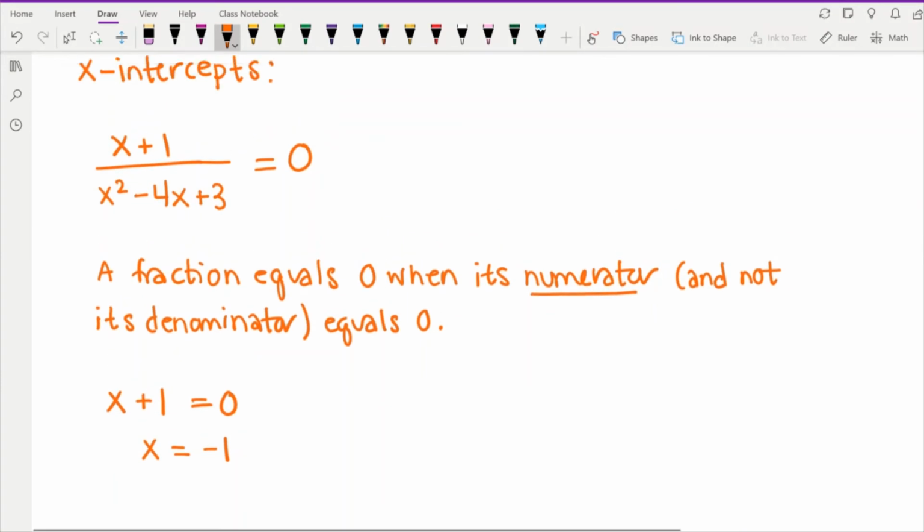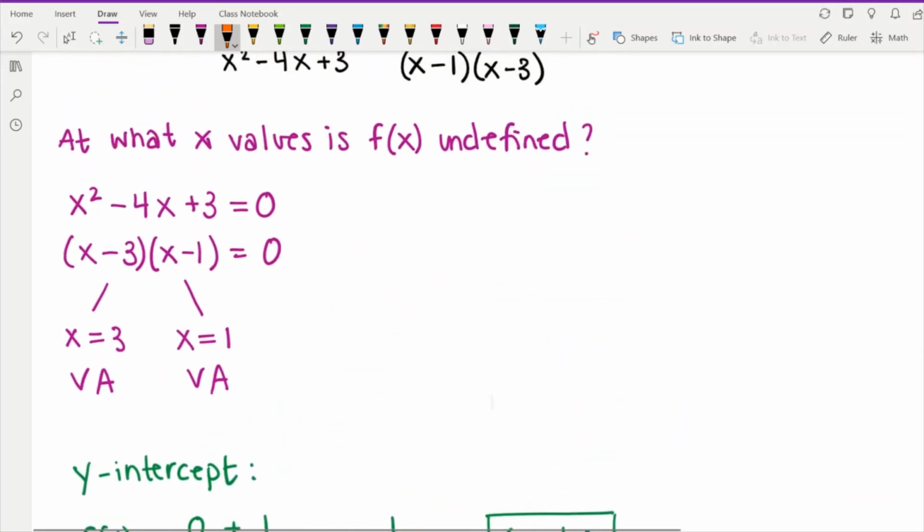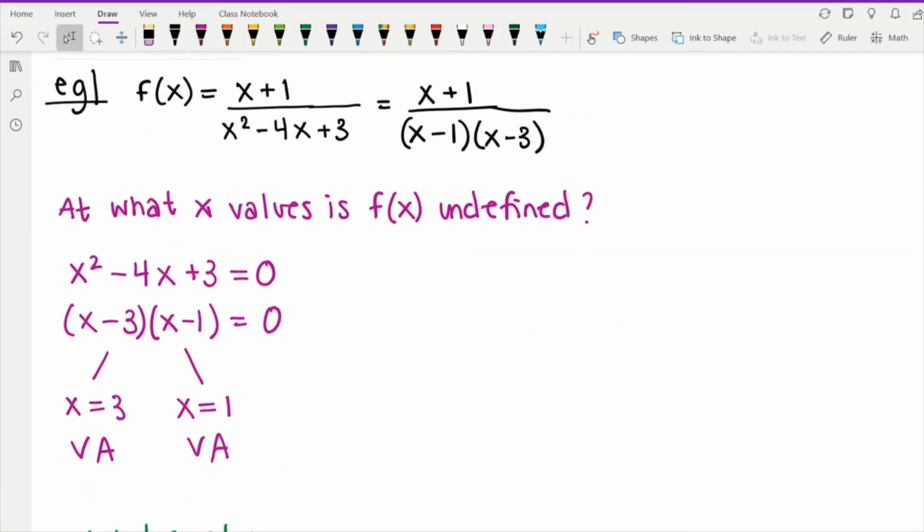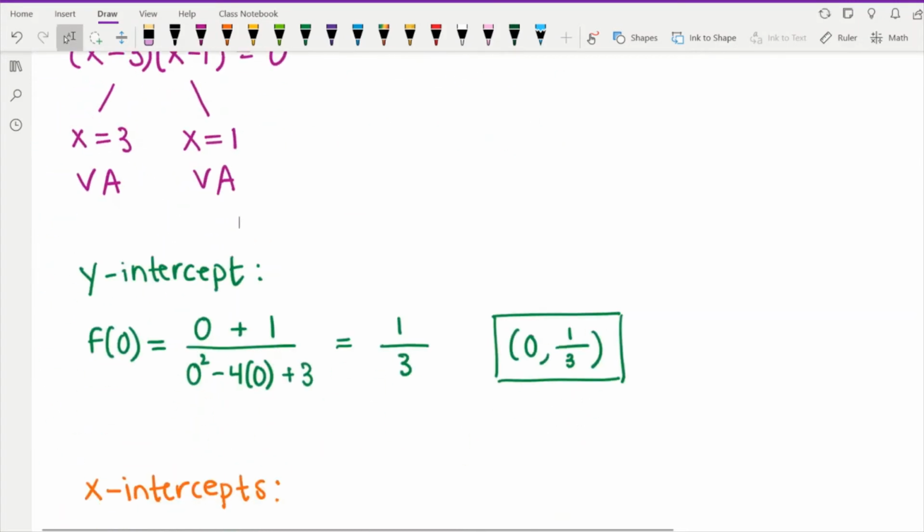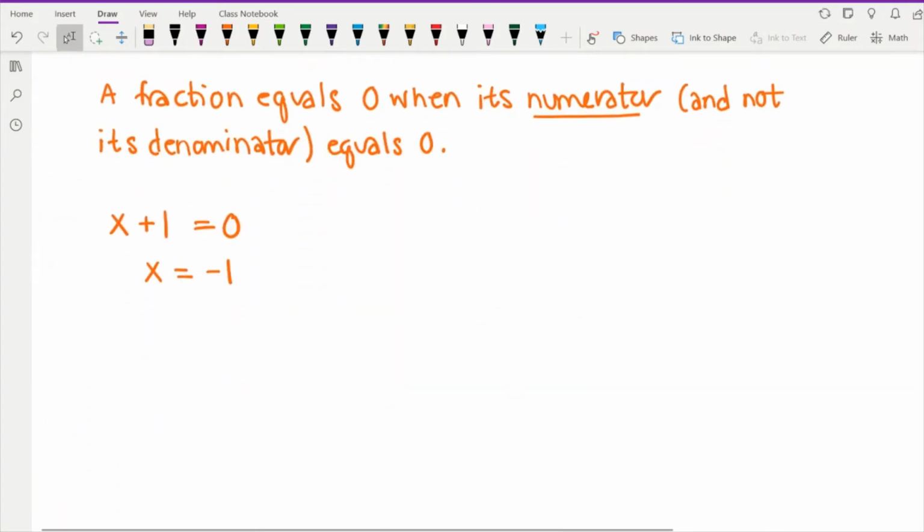But we already know what makes the denominator 0. We already know that the two values that make the denominator 0 are these, and neither of those is -1. So we're good. We just want to make sure, and we'll see this come up in another example, that there is no overlap between the zeros of the numerator and denominator. And so this tells us that the x-intercept is going to be the point (-1, 0).